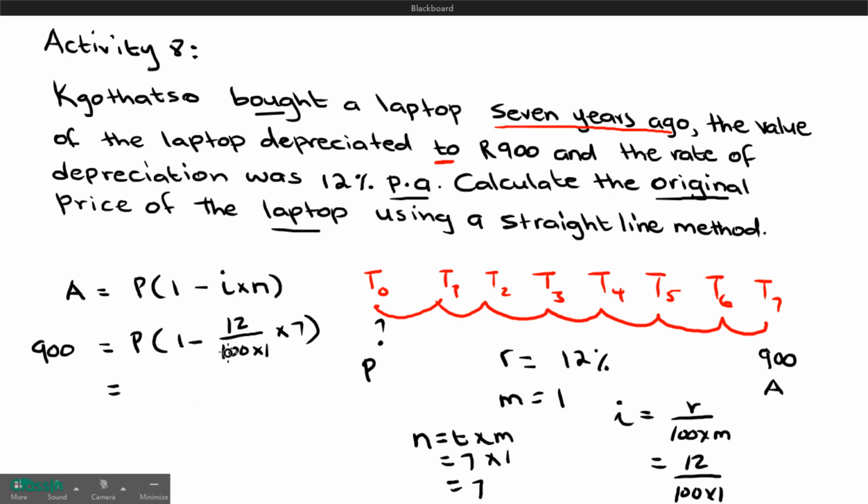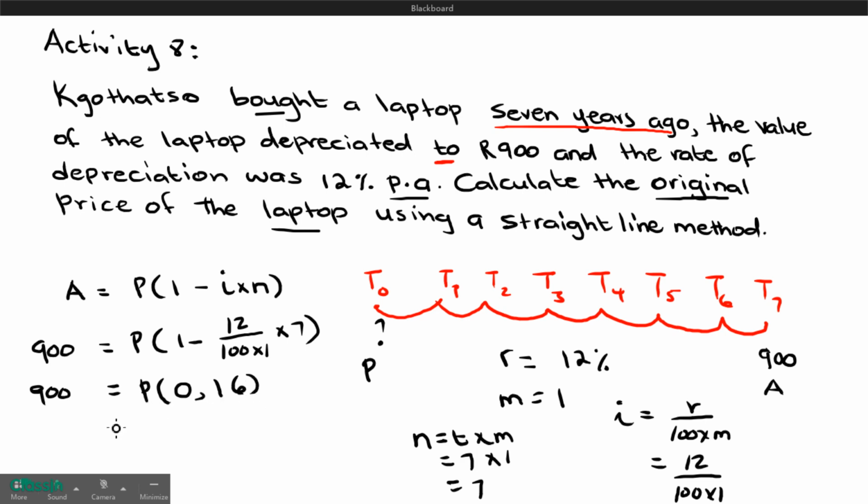Then, now maths comes in. It's 900 P. You press this on your calculator. Just type the bracket, open bracket 1 minus 12 over 100 multiplied by 1 multiplied by 7 close bracket. When you press that on a calculator, you get 0.16.